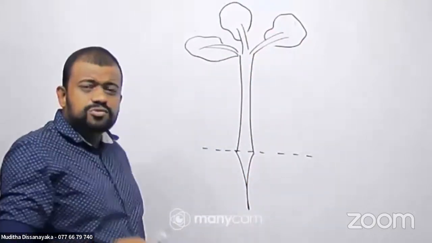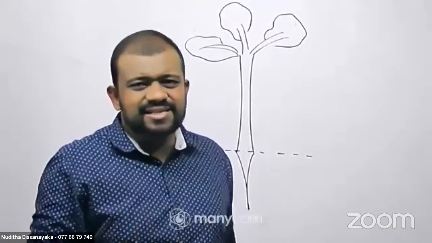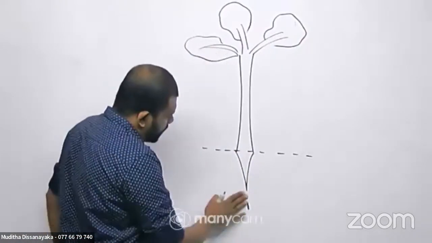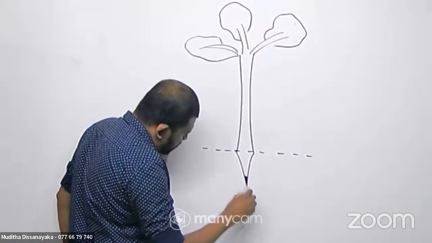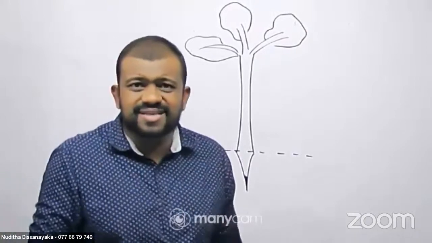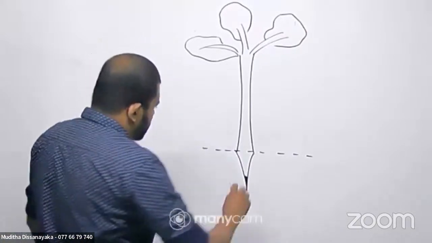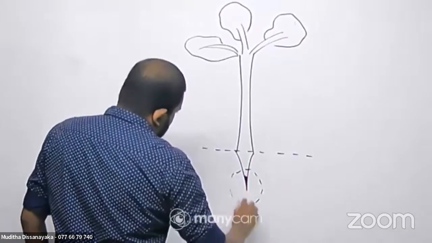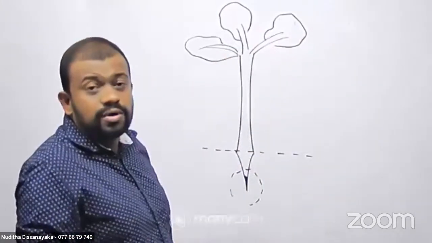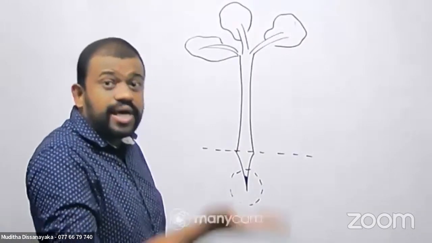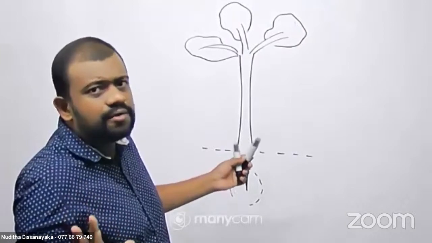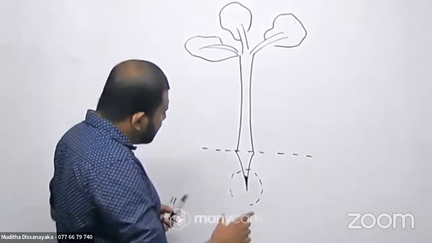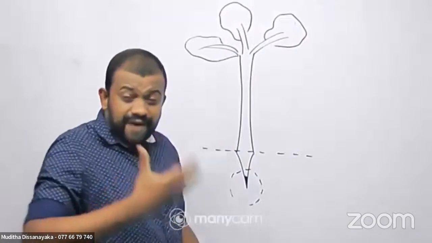Now, if there was only one position, only the root producing cells, will it be sufficient? Leaves should be grown, the stem should be elongated, branches should be grown. A lot of things happen in a plant. So having these meristematic, dividing tissues at one place is not sufficient.